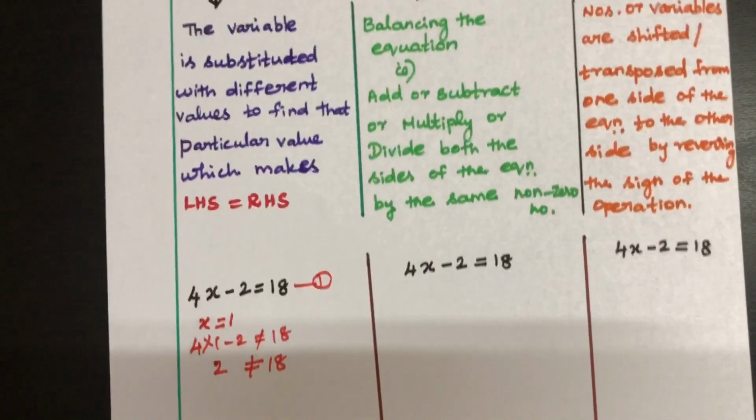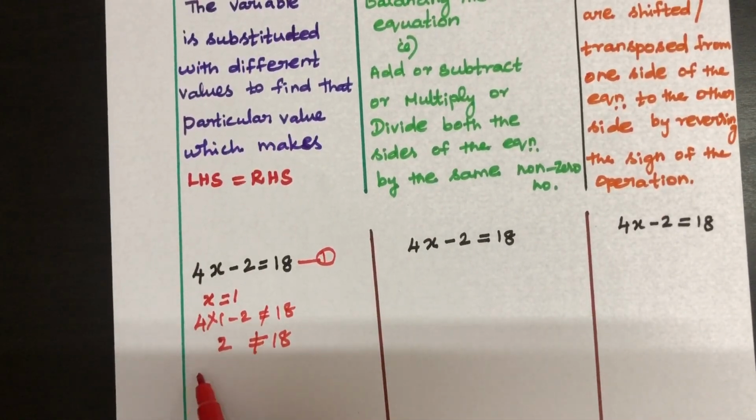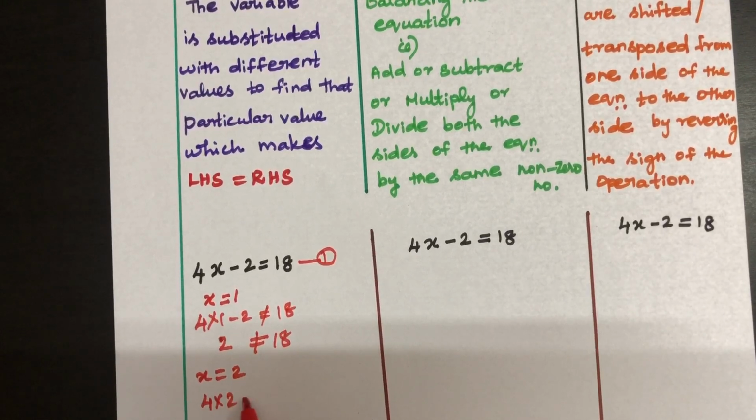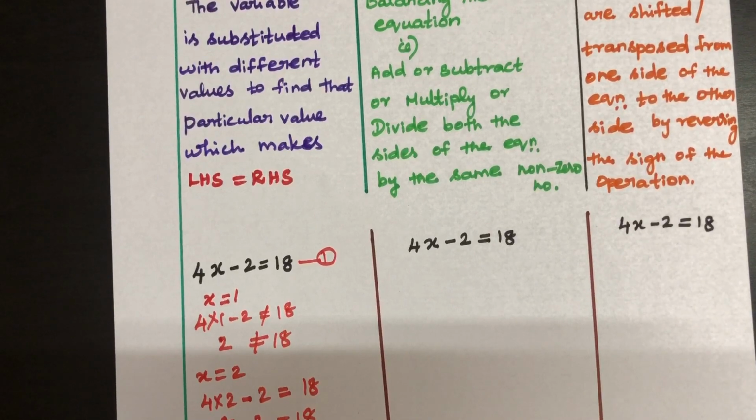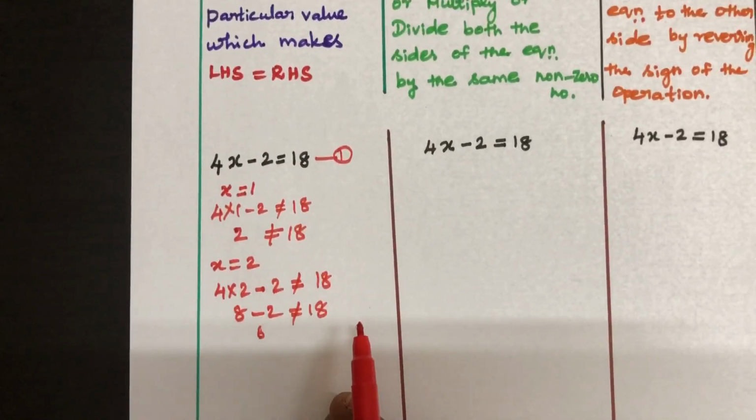This is error. Now, we will give another trial. x equal to 2. 4 into 2 minus 2 equal to 18. We are going to check if it is equal to 18. 8 minus 2 is equal to 18? No, it is not equal. 8 minus 2 gives us 6. So 6 is not equal. So this is also an error.